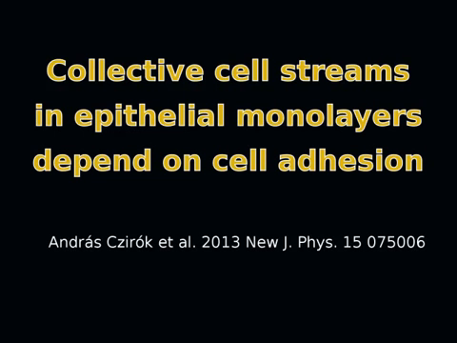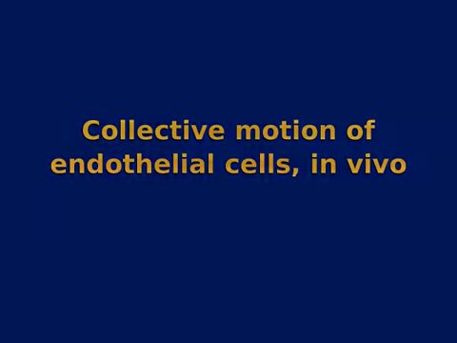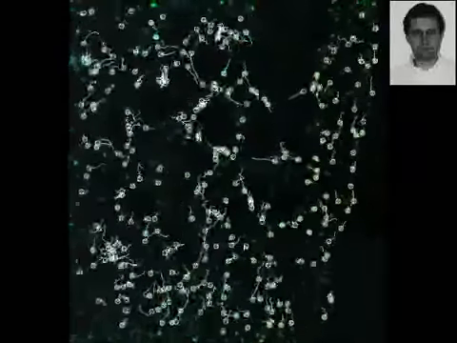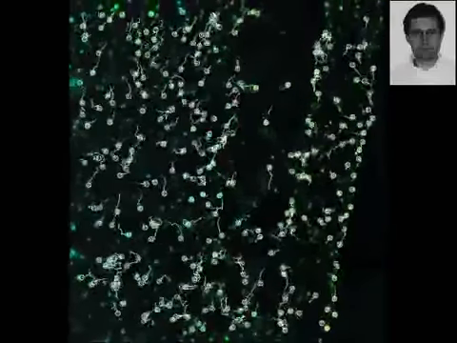Collective cell motion is indispensable for several developmental and physiological processes within an organism. As an example, here we see movements of endothelial cells, cells that form the blood vessel network within an embryo. Some nuclei are traced, and the trajectories reveal a locally ordered movement pattern.